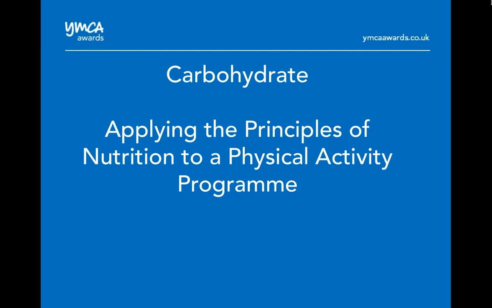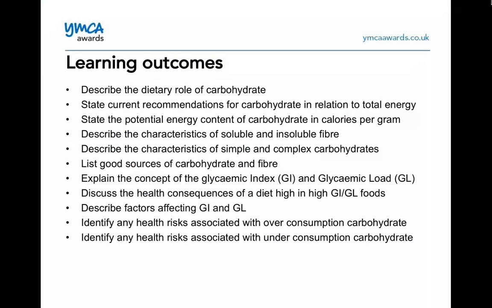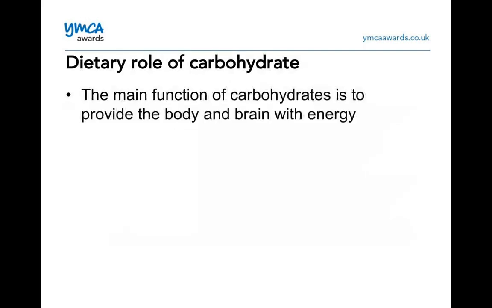So next we're going to look at carbohydrates. So what are we looking at with carbs? These are the learning outcomes for this section. State current recommendations for carbohydrate in relation to total energy. State the potential energy content of carbohydrate in calories per gram. Describe the characteristics of soluble and insoluble fiber, and of simple and complex carbohydrates. There's going to be a list of good sources of carbohydrates and fiber that you'll be able to have a look at. We're going to look at glycemic index and glycemic load, the factors that affect GI and GL, and the health risks associated with overconsumption and underconsumption.